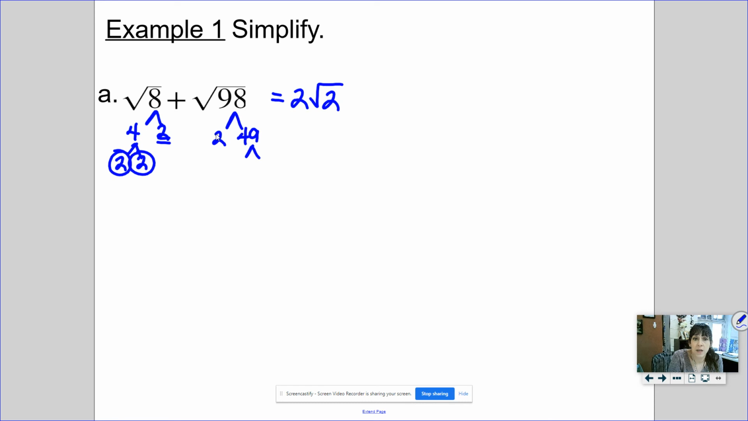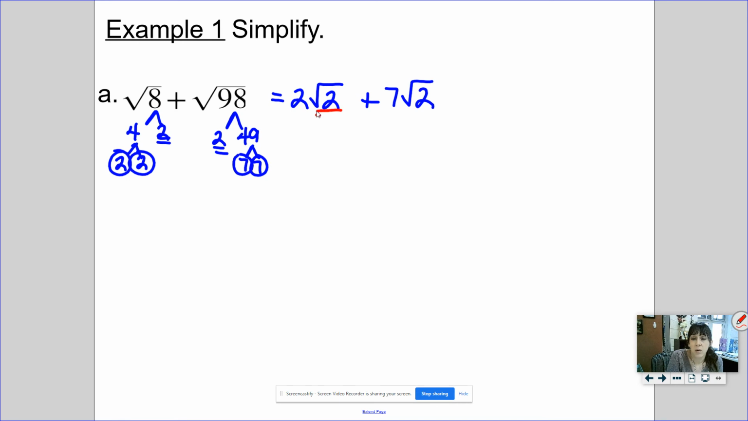And I'm also going to break down the square root of 98. I can take out a 7, and I've got a 2 left behind. So I have a 7 radical 2 for that one. Okay, that's step 1. Step 2 is look for like radicals.